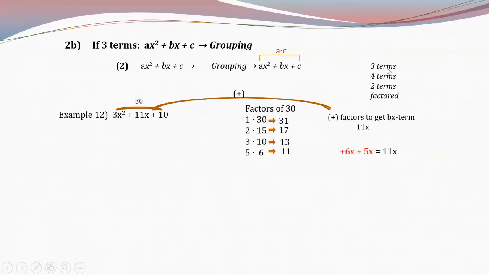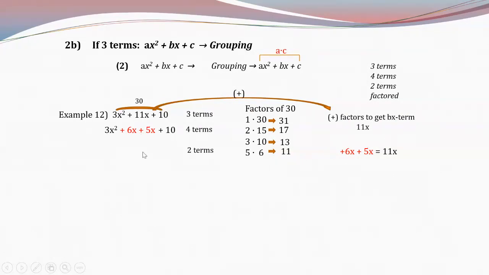So remember here, right, we say we have 3 terms and then 4 terms and then 2 terms and factored. So my next step, I have to have 4 terms, right? We start with 3 terms, now we have to have 4 terms. So for 11x, I'm going to put the 6x and the 5x, replace this by 11x. Now we're going to do it by grouping like we did at the beginning, right?